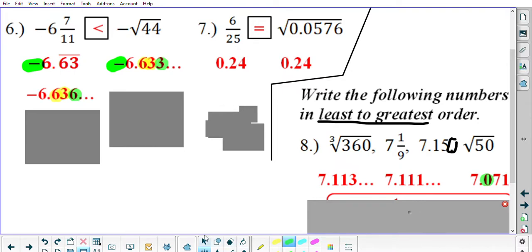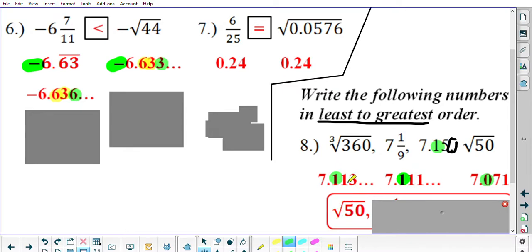So that's why the square root of 50 is the smallest number out of these 4. Now, all of the rest of them start with a 1 in the tenths. So I need to go to the hundredths. Which one is different in the hundredths? Oh, this one here, the 7.15. So that's going to be the biggest number. You can put that on the far right.